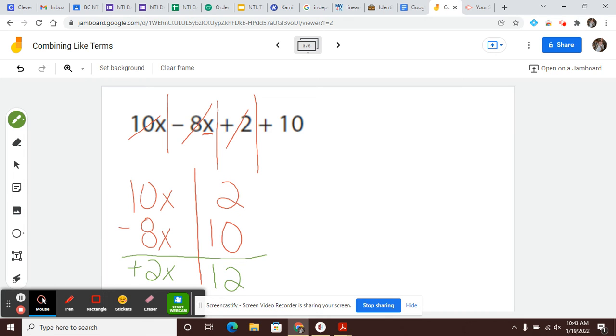When I'm writing the new, simplified expression, I just write whatever sign goes with it. So I know this is positive 12. I know that's positive 2x. I could either write it as 2x plus 12, or I can write it as 12 plus 2x. It doesn't matter which order as long as you have the correct signs there.